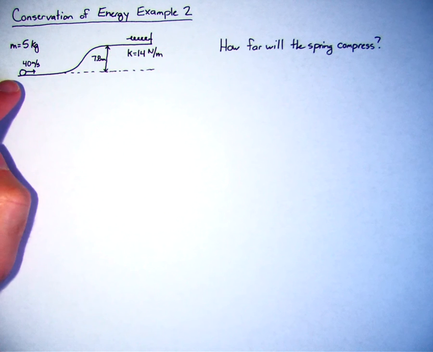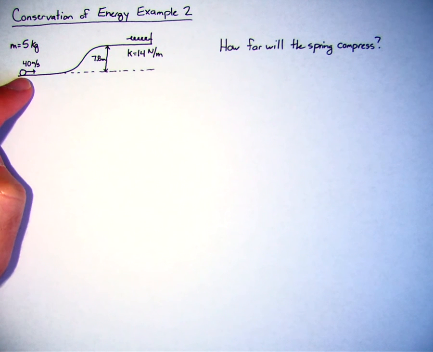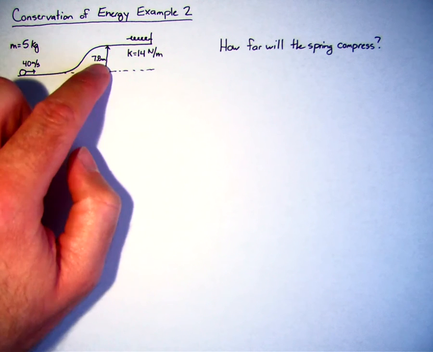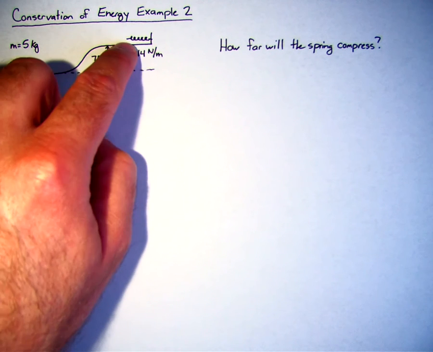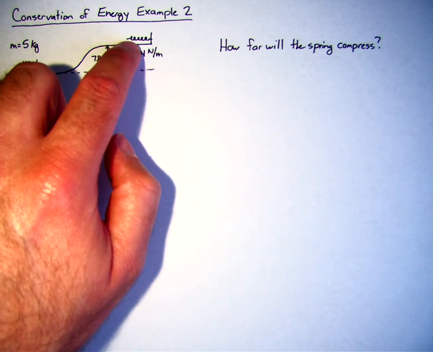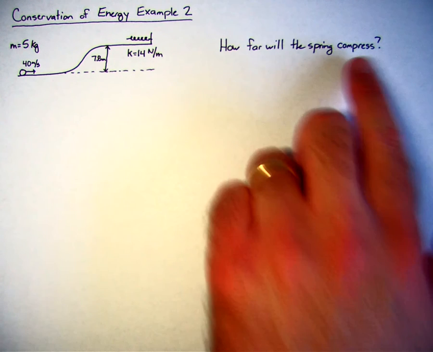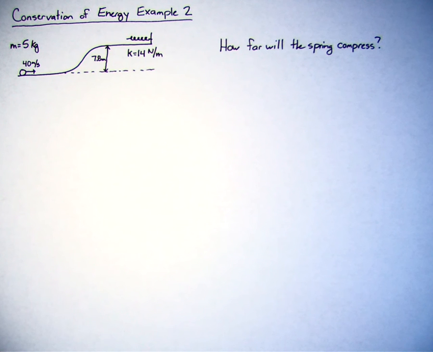So we have this ball or this object, whatever it is, that's moving to the right at 40 meters per second. You know the mass of the ball, and it's going to go up this hill. We know the height of the hill. It's going to compress this spring. So we want to figure out how much that spring is going to compress when the ball comes to a stop, because it's going to hit the spring, push the spring in, slow down, and stop. The question is, how far is it going to be compressed once it's stopped?